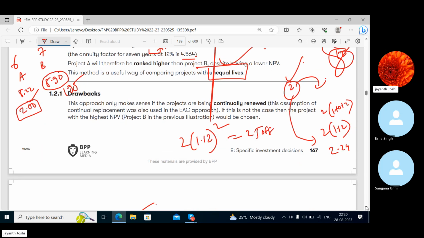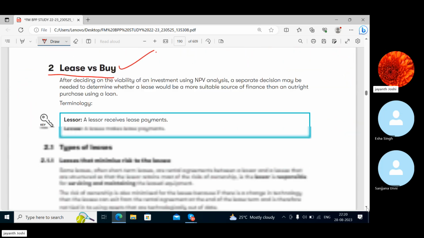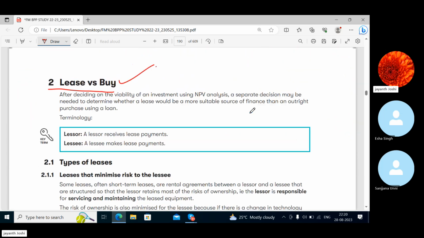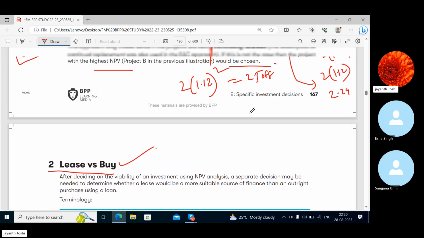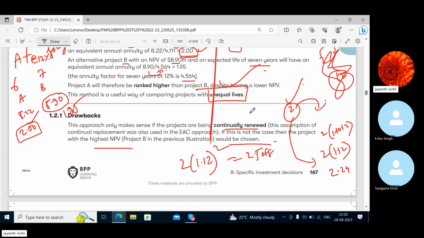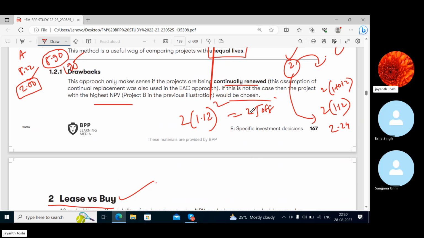Now drawbacks. This approach only makes sense if the projects are being continually renewed. If this is not the case, then the project with the highest NPV would be chosen. That's what. B would be better, right? If the projects are not continually renewed, same as you considered in the case of equivalent annual cost.